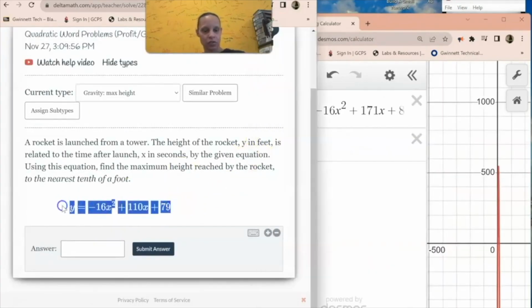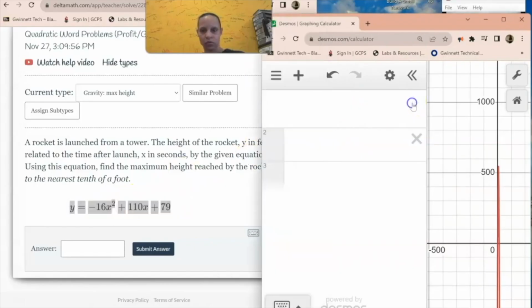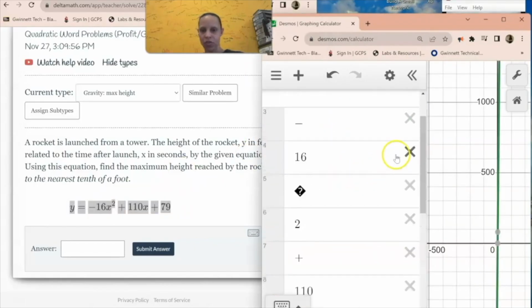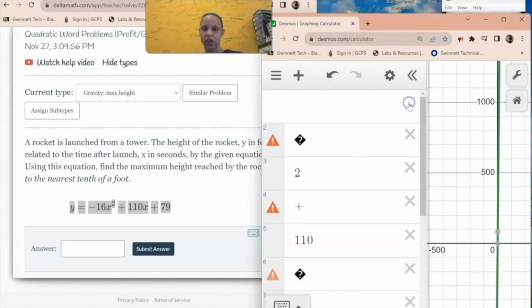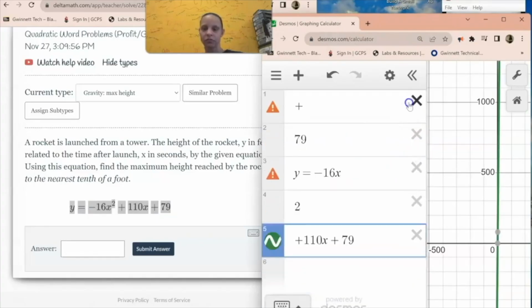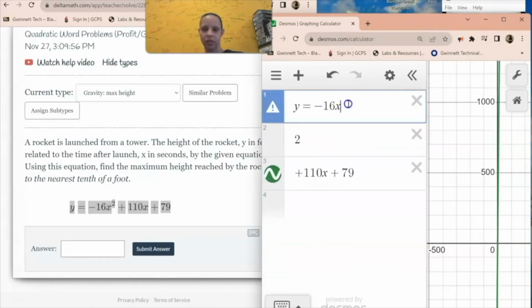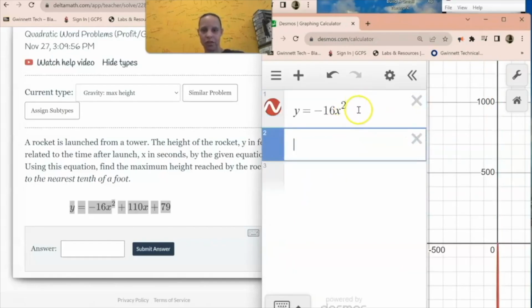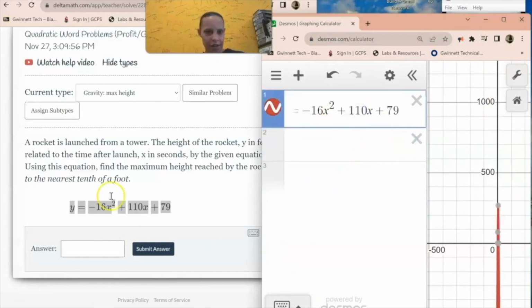All right, so I do Control C and Control V. Get rid of all this extra stuff. All right, so this needs to be squared. Shift 6, Control X, Control V. All right, and again, now read the question.